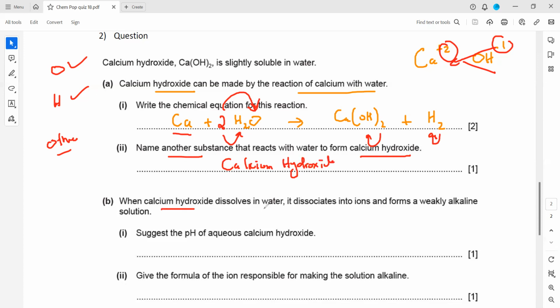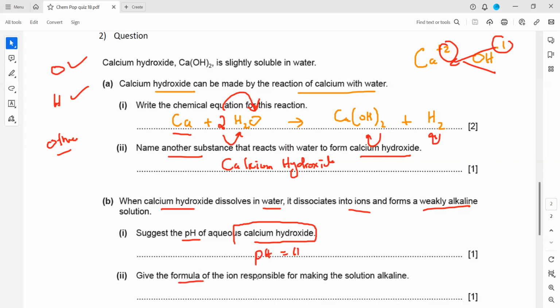When calcium hydroxide dissolves in water, it dissociates into ions and forms a weak alkaline solution. Suggest the pH of calcium hydroxide. Because they mentioned it's a weak alkaline solution, its pH must be more than 7. But since it's a weak alkaline, we can say 11. So it will have a pH of 11.